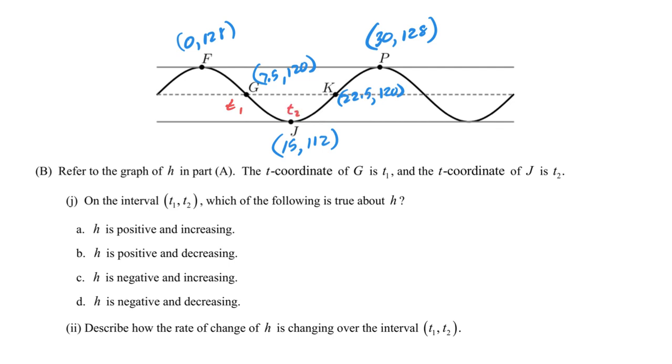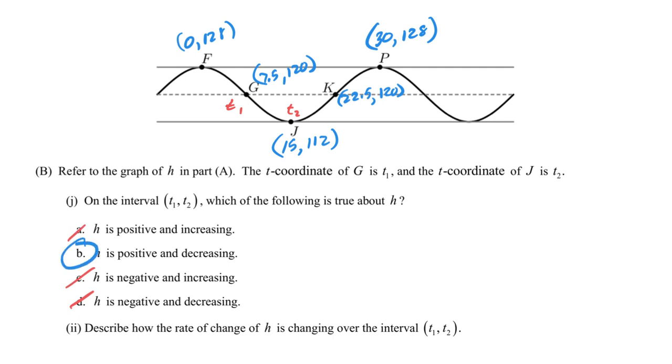So T sub 2. On the interval from T1 to T2, so for the x values from 7.5 to 15, which of the following is true about H? Is H positive? Meaning, is the y value positive? Well, yeah, the y value is positive because I can look at the y values. They're right there. So I'm going to cross out C and D because it says H is negative, all right? H, when it's written like that, is your y value. So is it increasing or decreasing? Are we going up or going down? Well, from T1 to T2, the graph is going down. So my answer is B.